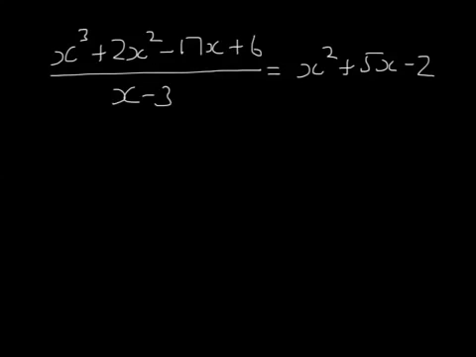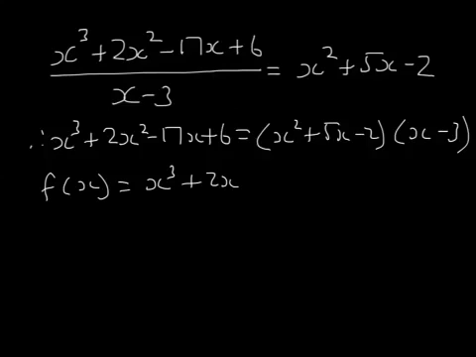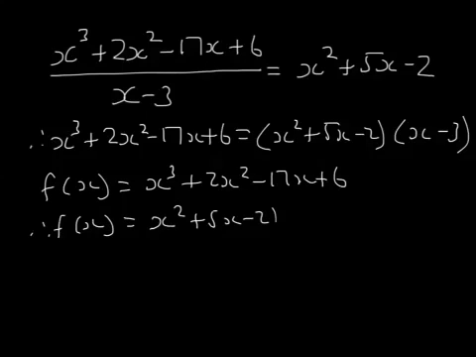So here's that answer written out. If I divided this cubic by x minus 3, I get x squared plus 5x minus 2. So another way of writing that is to say that this cubic expression equals x squared plus 5x minus 2 multiplied by x minus 3. Now, let's suppose that f(x) equals x cubed plus 2x squared minus 17x plus 6. Therefore, f(x) equals x squared plus 5x minus 2 times x minus 3.